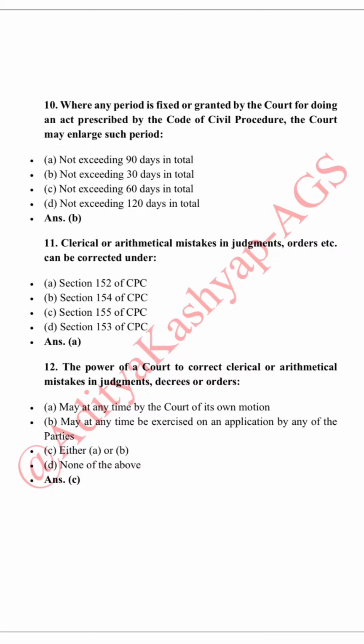Clerical or arithmetical mistake in judgment, order etc. can be corrected under section 152 of CPC. The power of a court to correct clerical or arithmetical mistake in judgment, decree, or order may at any time be exercised by the court of its own motion, or on an application by any of the parties.